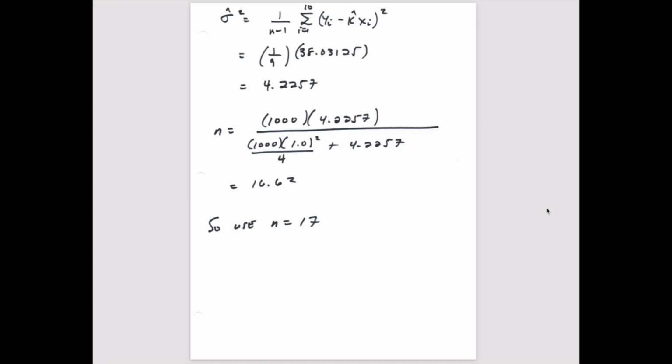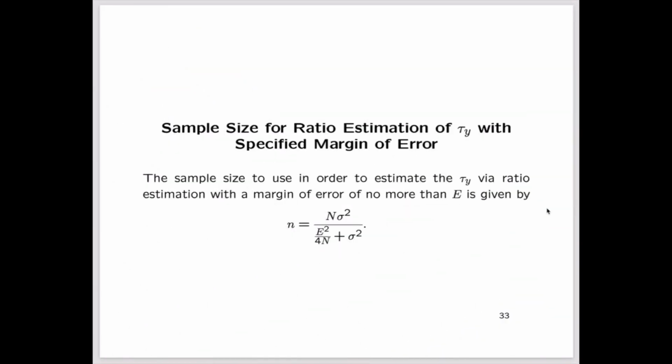All right, now let's look at sample size for ratio estimation of tau sub y, the population total of the y variable, with a specified margin of error. The sample size to use in order to estimate tau sub y via ratio estimation with a margin of error of no more than E is given by the following formula.